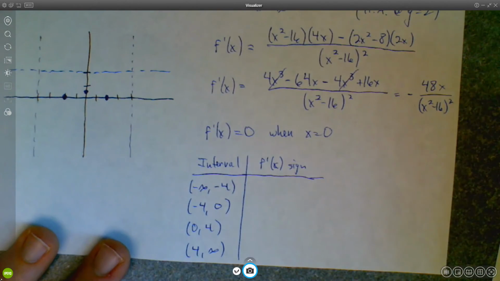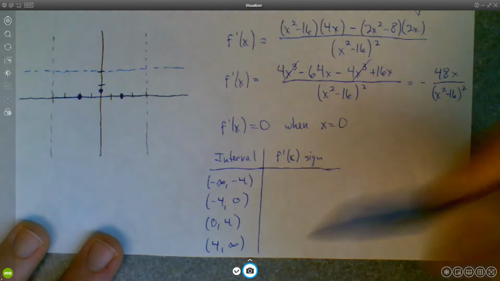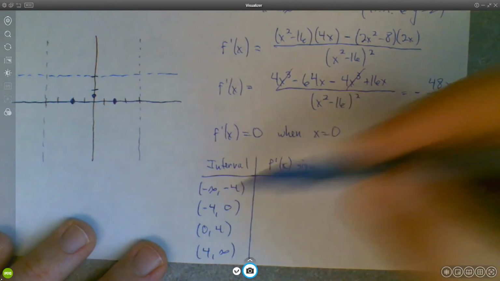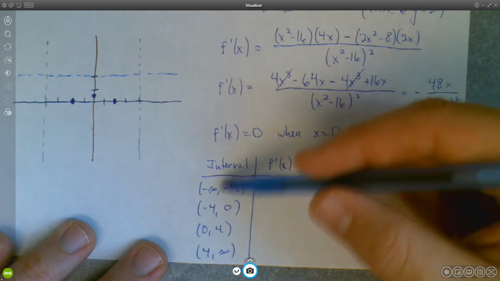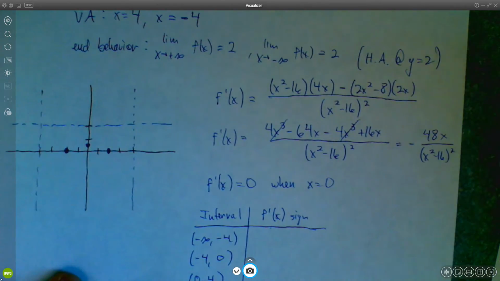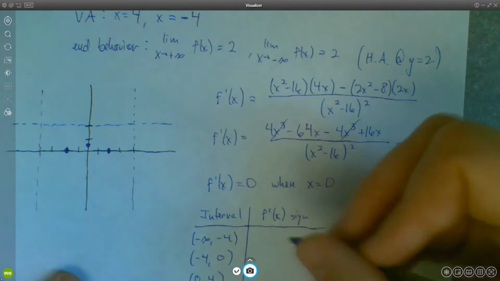And let's plug these things into f prime so that we have some idea about whether the function is increasing or decreasing on these various intervals. From negative infinity to negative 4, if I plug in like negative 5 to f prime, the derivative, I'm going to have a negative in the numerator. The denominator is going to be positive always because I'm just squaring this stuff. So I'm going to have a negative, negative. That'll make a positive overall.